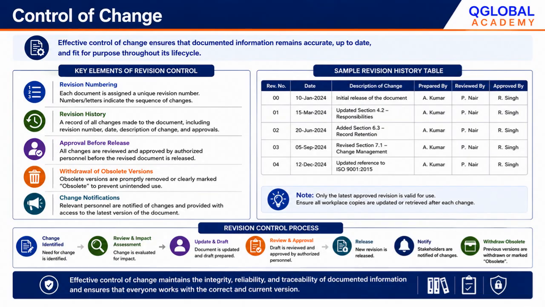The sample revision history table demonstrates how changes are documented in practice, including details of preparation, review, and approval, ensuring accountability at every stage. Overall, effective control of change maintains the integrity, reliability, and traceability of documented information, ensuring that only the latest approved version is in use across the organization.